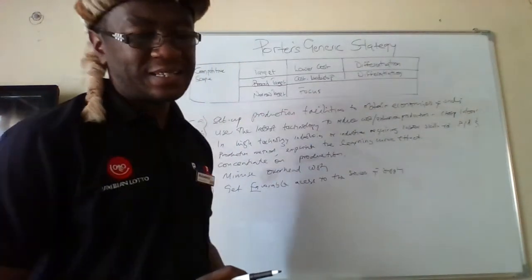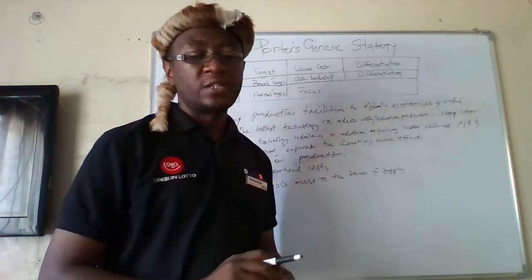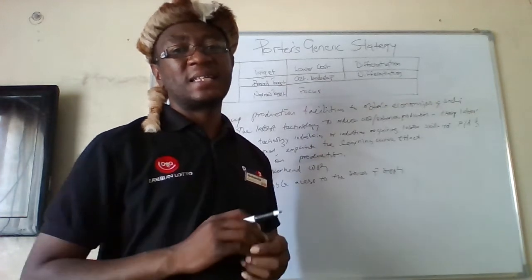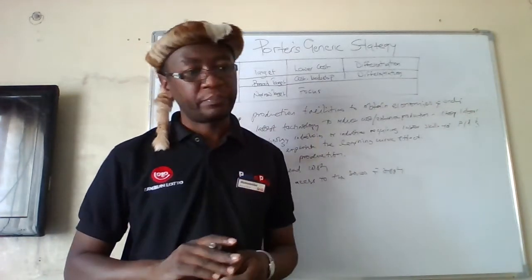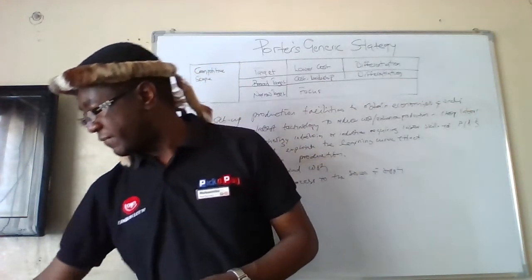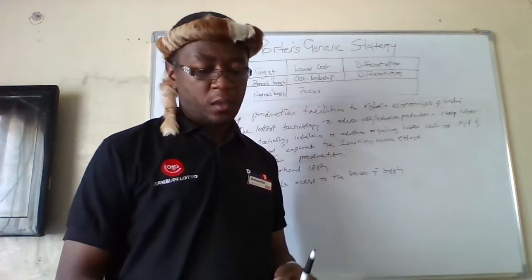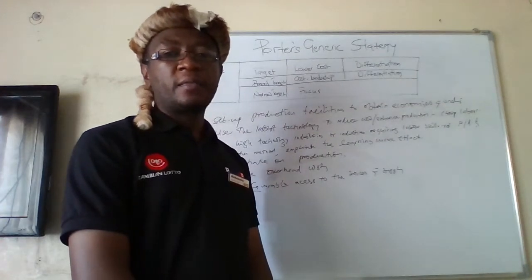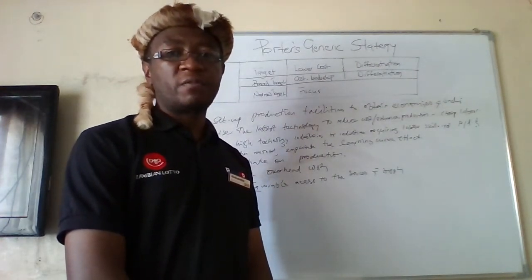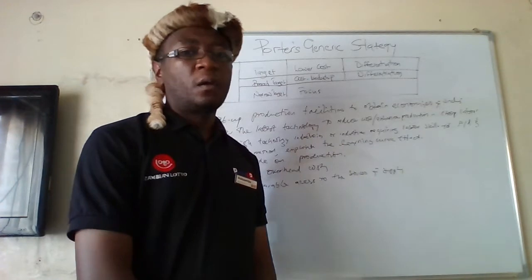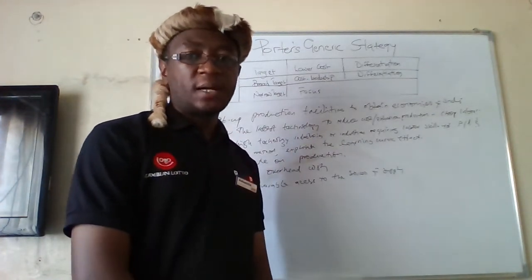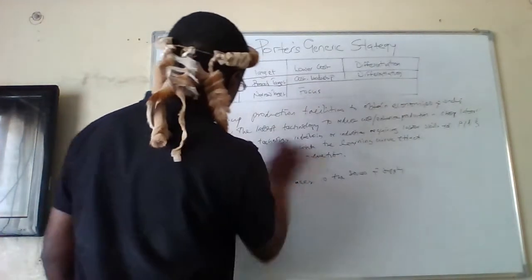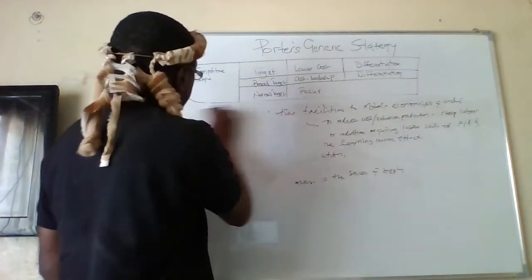Porter suggests that a differentiation strategy assumes that competitive advantage can be gained through a particular characteristic of a firm. And we shall look at the three categories of a product: breakthrough products, improved products, and competitive products. So let's look at differentiation now.